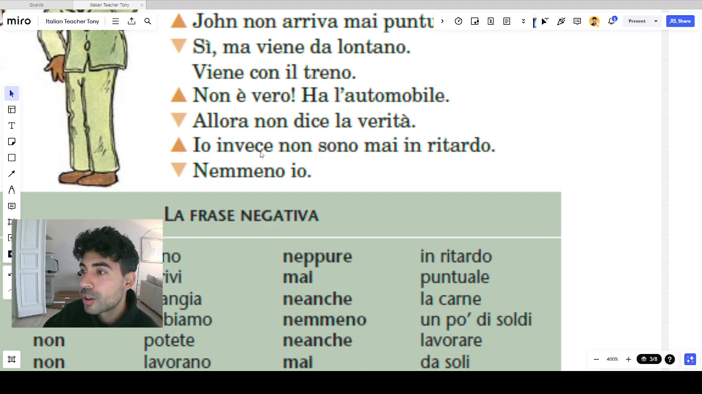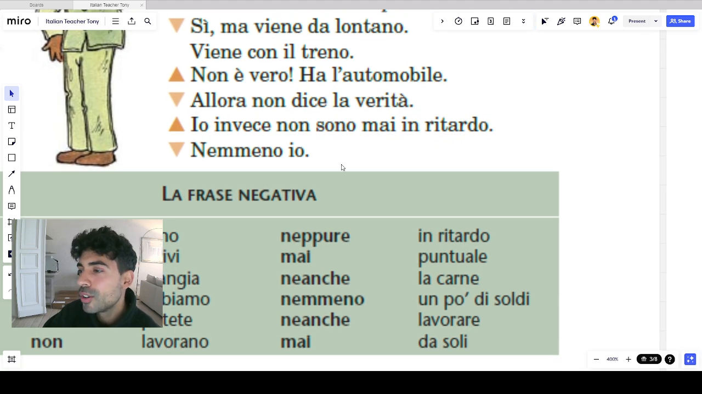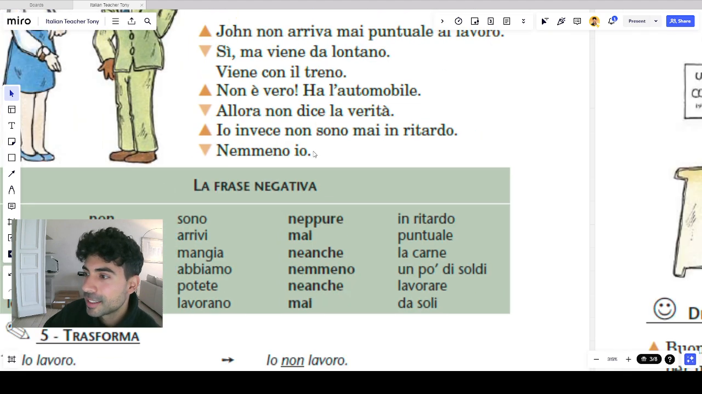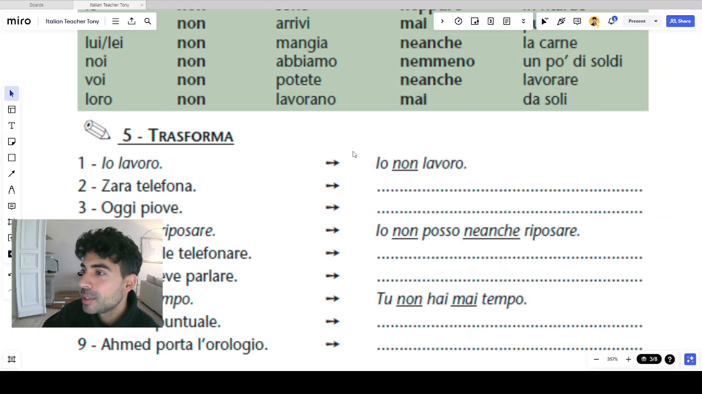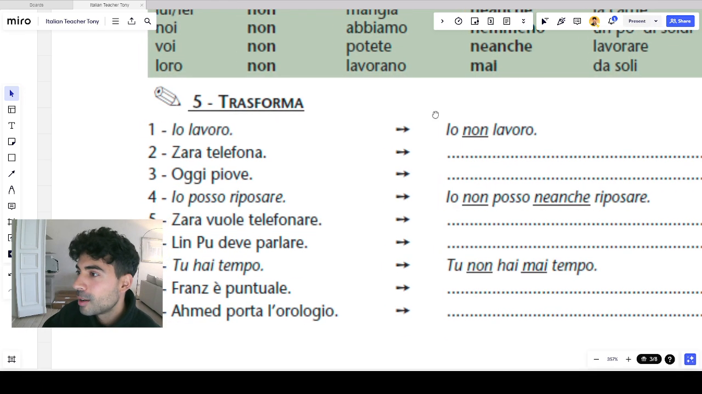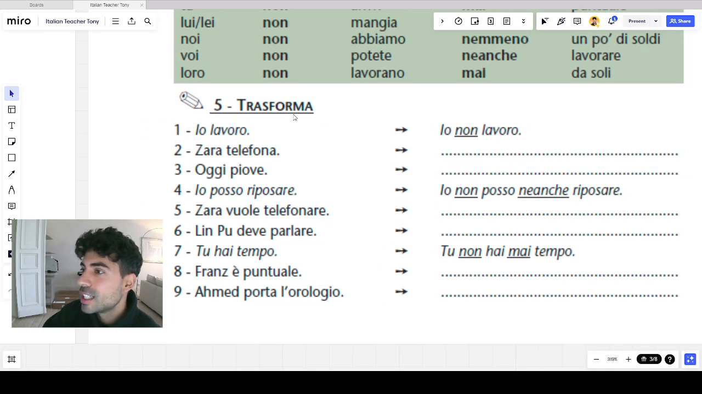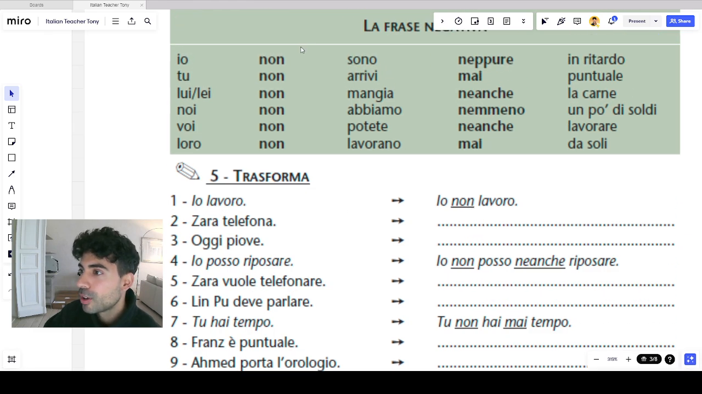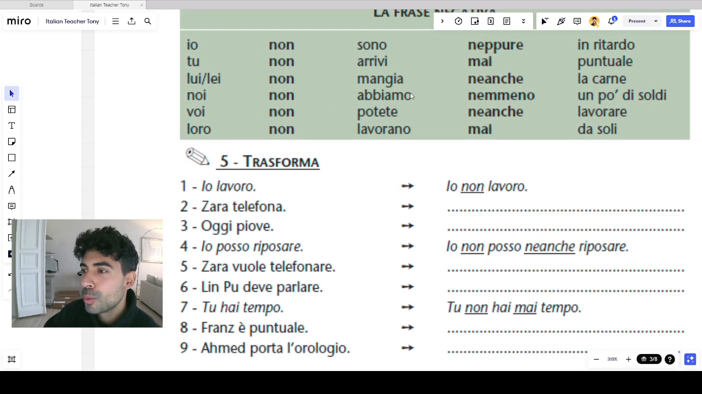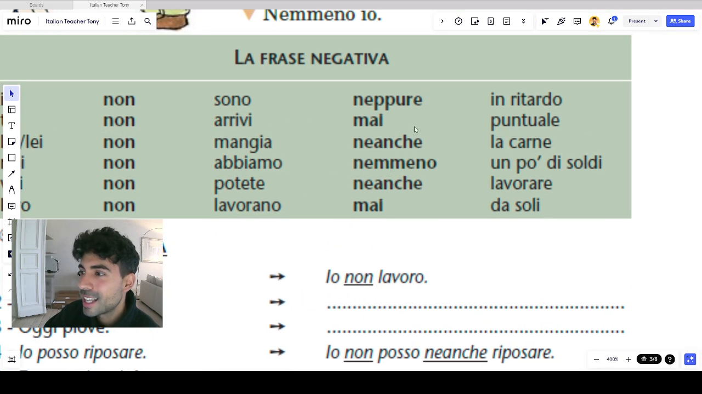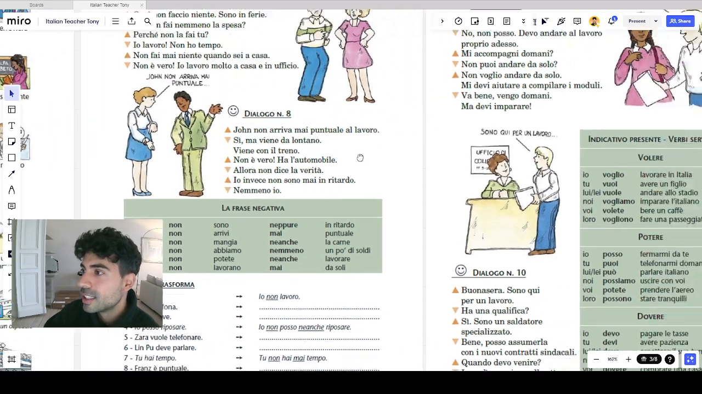Me, on the contrary, I am never late. Nemmeno io. Also me. Not even me. I am also never late. You have some exercises down here. Try to do them with calm when you can, and transform the sentence from positive to negative by following this rule. If you want to do one step advanced, try to add some of these adverbs.